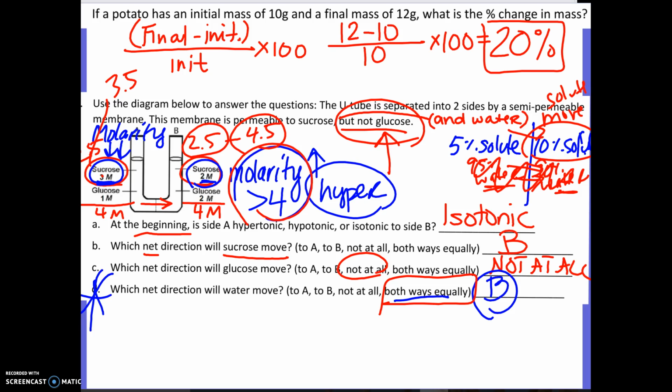At the beginning of the experiment, it's isotonic because when they first add everything, before anything has a chance to cross the membrane, you've got 4 molar on each side. So at the beginning of the experiment, it's isotonic. But at the end, it's not, because after the water passes, we'll get to that point again.